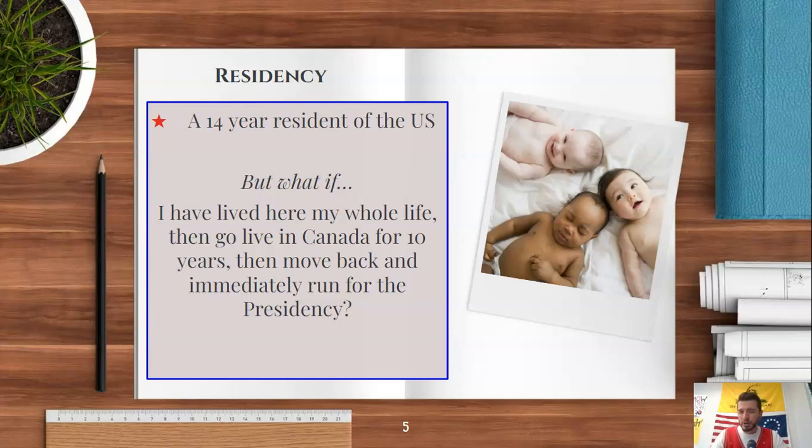We don't really know as much about this part as we'd like. For example, if you lived here your whole life, then moved to Canada for 10 years, then moved back and ran immediately for the presidency, would that work? Theoretically speaking, yes. All you really have to do is have lived in the United States for 14 years, and of course, meet the other 2 qualifications.